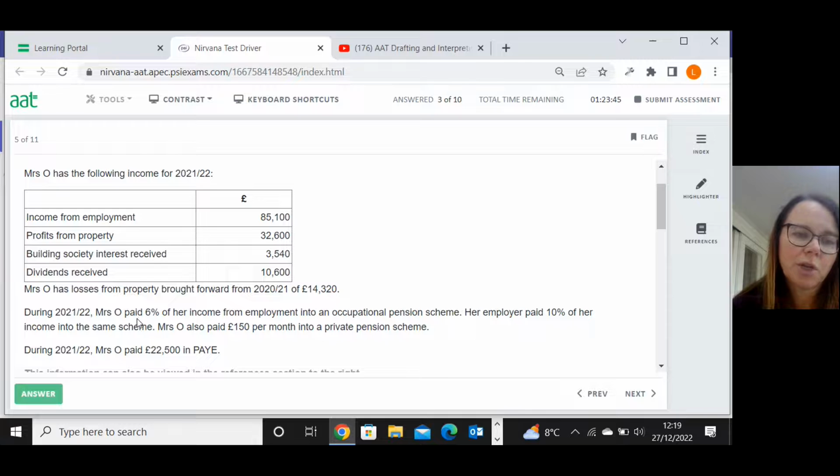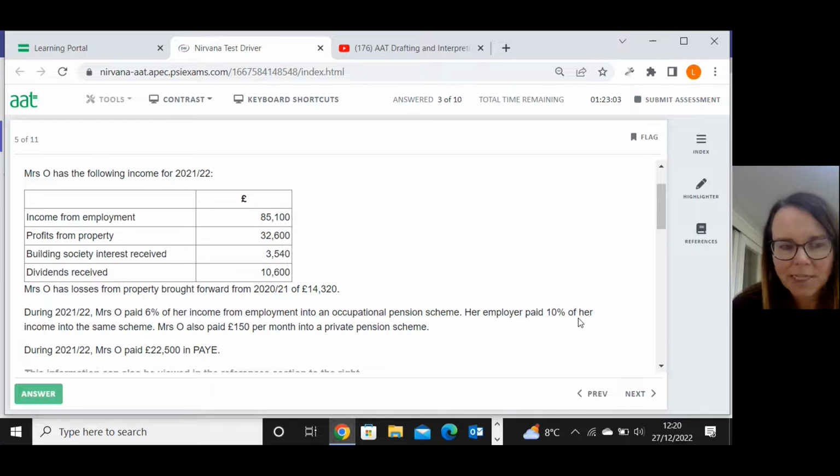During 21-22, Mrs. O paid 6% of her income from employment into an occupational pension scheme. So a contribution to an occupational pension scheme gets subtracted from income from employment as an allowable expense. So it's being paid out of the person's own money. So the tax relief comes from it being subtracted, and therefore we pay less tax on our employment income. So I would need to work out what 6% of 85,100 is and subtract it.